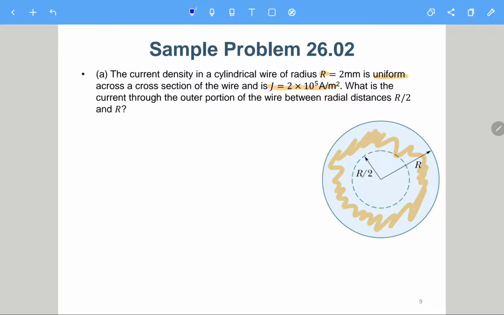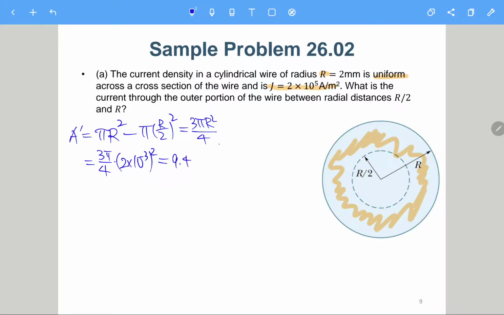So actually this one is pretty easy. We know that A prime would be pi R squared, which is the whole circle, minus the inner circle, which is pi times quantity R over 2 squared. So it is pi R squared multiplied by 3 over 4, 3 pi R squared over 4. So we can just simply substitute all the values. We have 3 pi over 4 times R, which is 2 millimeter, which means 2 times 10 to the minus 3 quantity squared. So it is 9.42 mu m squared.